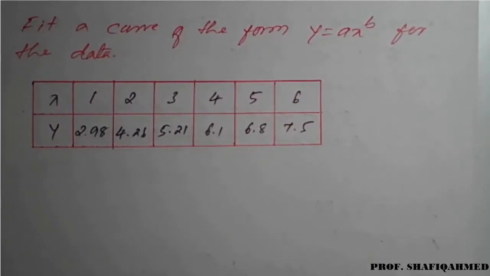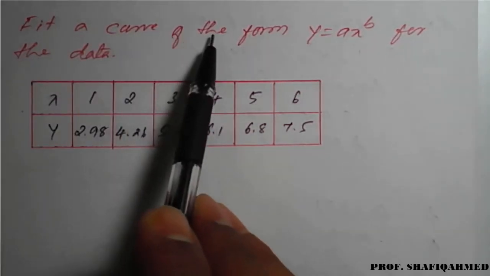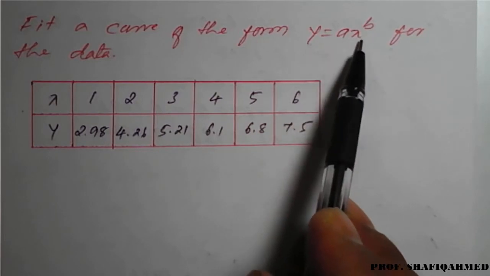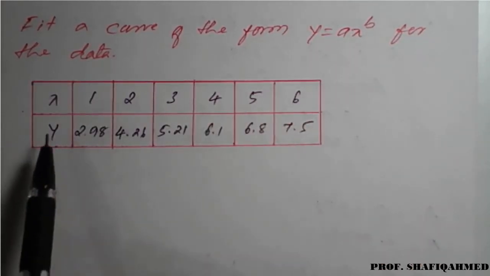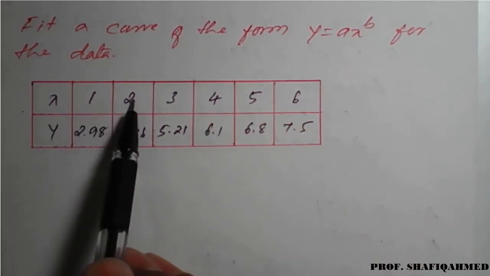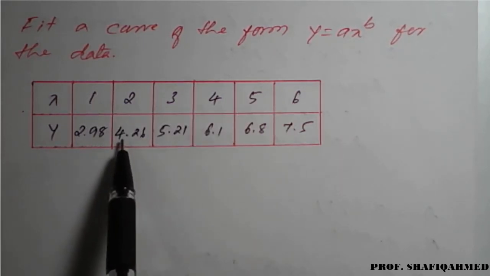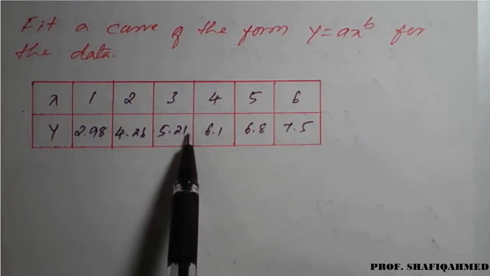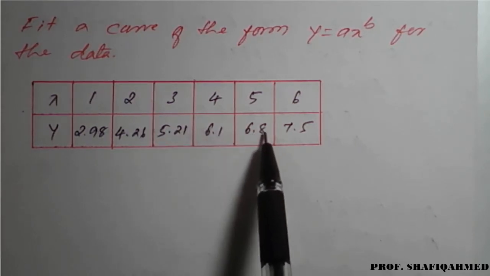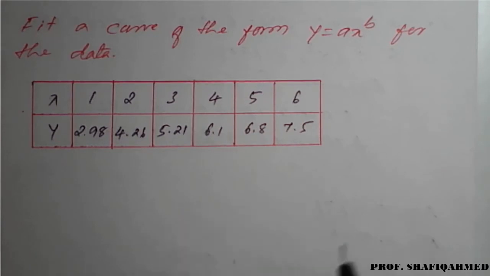Hello students, in this lecture we will see the problem on curve fitting using the curve y is equal to a into x raised to b. The problem is, fit a curve of the form y is equal to a into x raised to b for the data. The x values they have given are 1, 2, 3, 4, 5, 6, and the y values are 2.98, 4.26, 5.21, 6.1, 6.8 and 7.5.